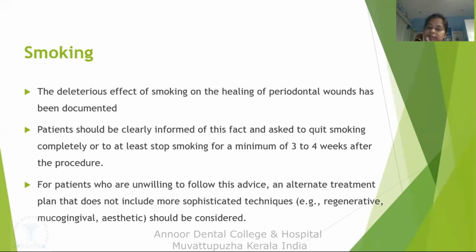For patients who are unwilling to follow this advice, an alternative treatment plan is needed, which means basically you can stop at your phase 1 therapy, because there is no point in doing any regenerative procedures, mucogingival surgeries or aesthetic procedures for such patients, because healing is going to be hampered if the patient continues smoking. So try to tell the patients to follow this advice.